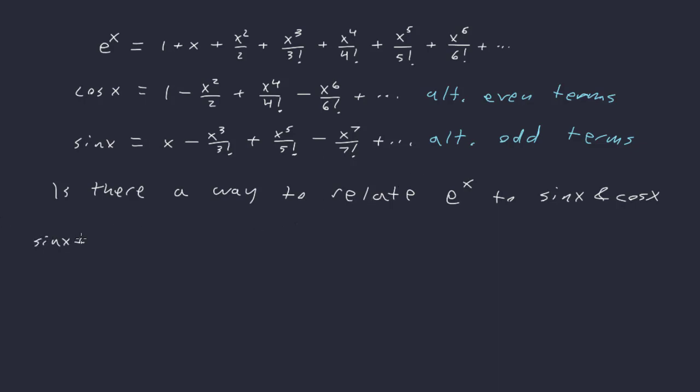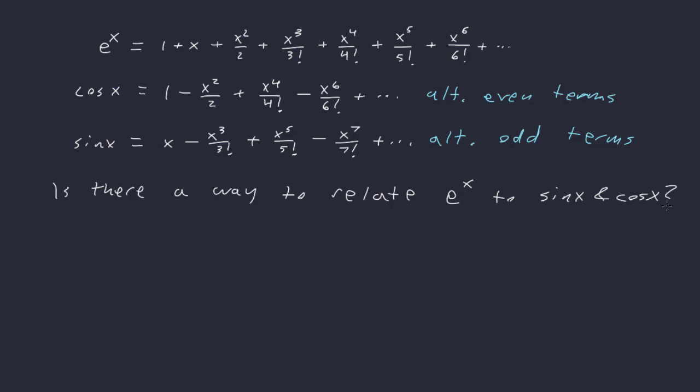sine x plus cosine x, you'd get all the terms, but you'd get a strange thing where you get 1 plus x minus x squared over 2 minus x cubed over 3 factorial. Then you get two pluses. So you get plus plus plus x to the 4th over 4 factorial plus x to the 5th over 5 factorial, and then a minus minus plus plus minus minus. And you can't just subtract them either, because subtracting them still doesn't get you to e. Okay, so we can't do it this way.